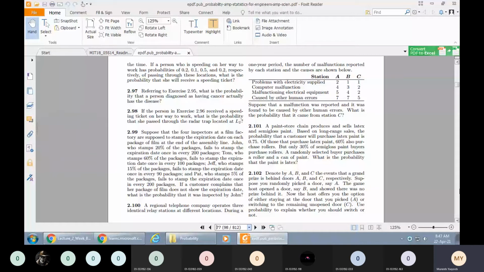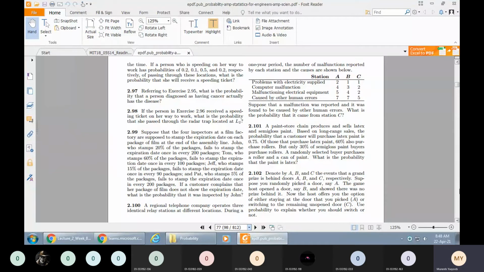What is the probability that the paint is latex? So it is a very simple question if you know how to deal with the Bayes theorem and the conditional probability. In the first statement, they are saying that a randomly selected buyer purchases a roller and a can of paint. That is, they are making sure that the customer is doing intersection of paint and roller. So there are two possible intersections: probability of latex intersection roller and probability of paint semi-gloss intersection roller.